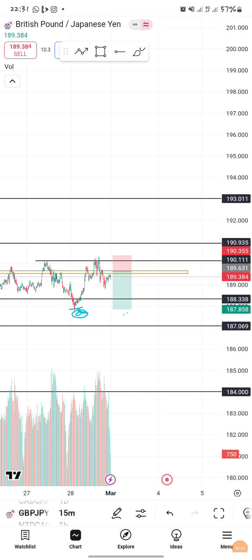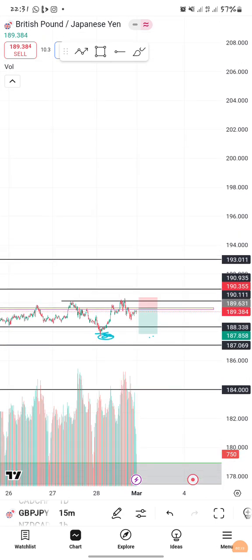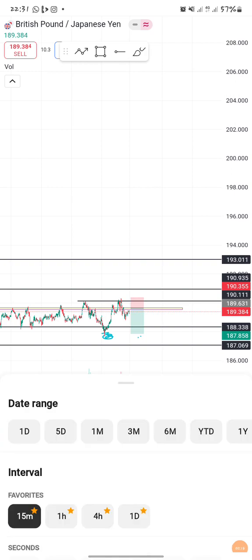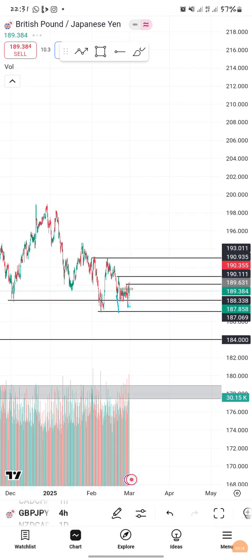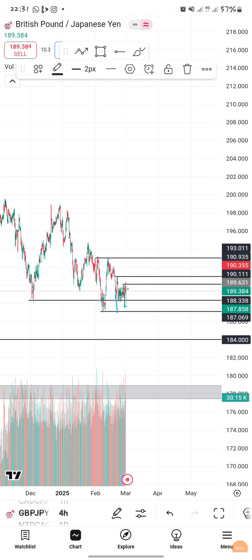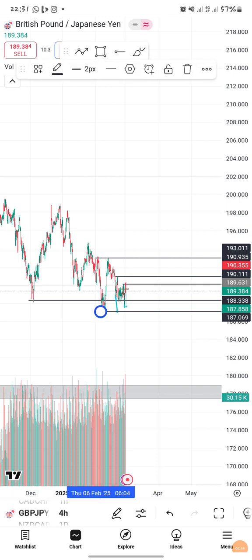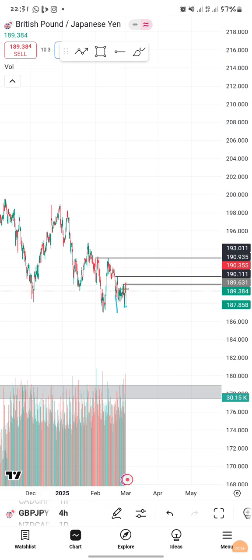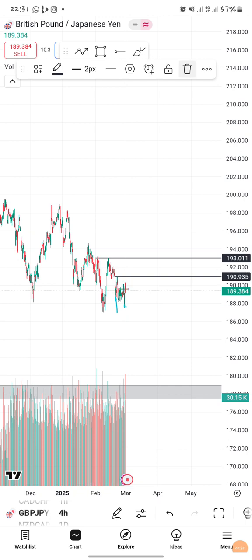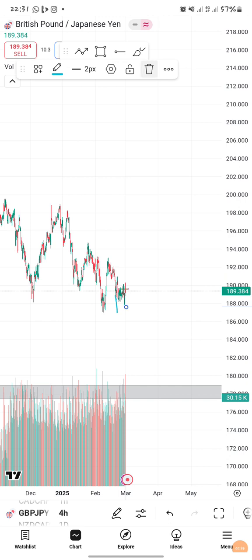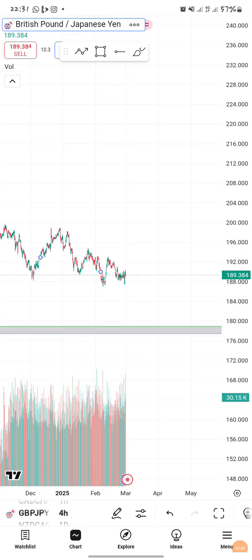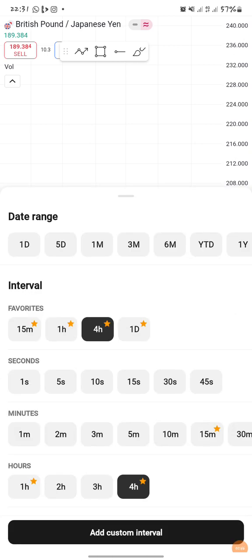So, I'll be analyzing GBPJPY. First of all, cancel all this first. Let's start from scratch. Cancel this. Cancel this. Cancel all of them. Let's start from scratch. Cancel this also. So let's go down to the 1 day.